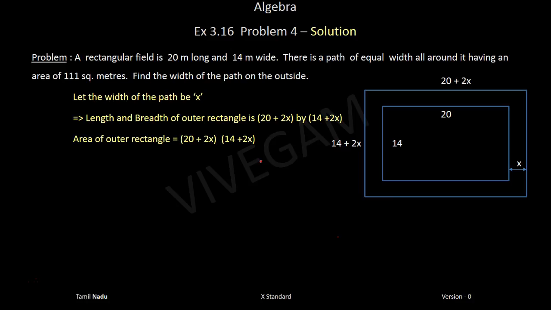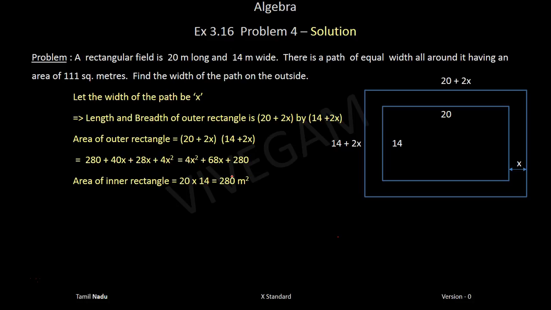Right. So area of the outer rectangle is length into breadth, that is 20 plus 2x into 14 plus 2x, which you can expand: 20 into 14 is 280, 20 into 2x is 40x, 2x into 14 is 28x, and 2x into 2x is 4x square. If you rewrite this, this will become 4x square plus 68x plus 280. This is the area of the outer rectangle.